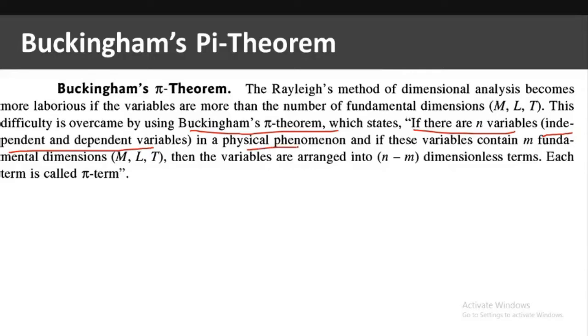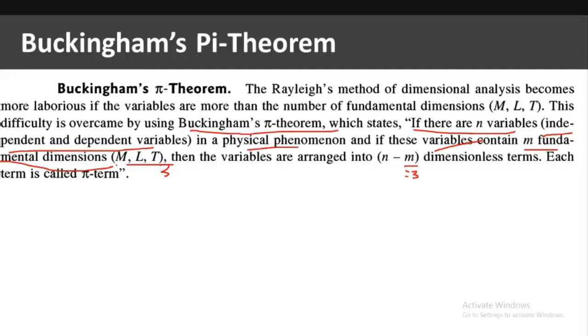In whatever equation you are given, suppose there are n variables, and out of these n variables there are m fundamental dimensions. How many fundamental dimensions do we have? M, L and T. So they are always 3. So the value of m is always 3 for the problems of liquids.